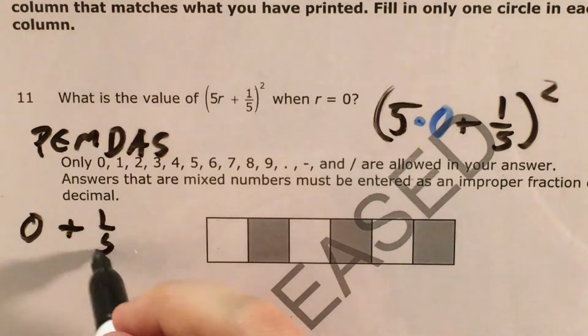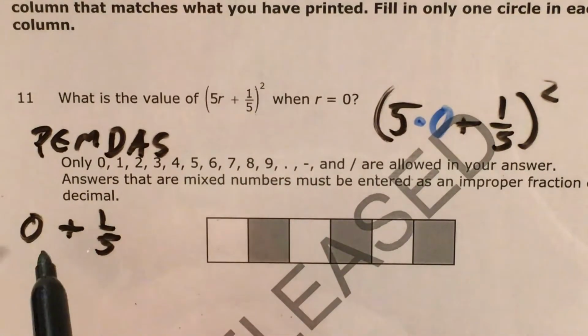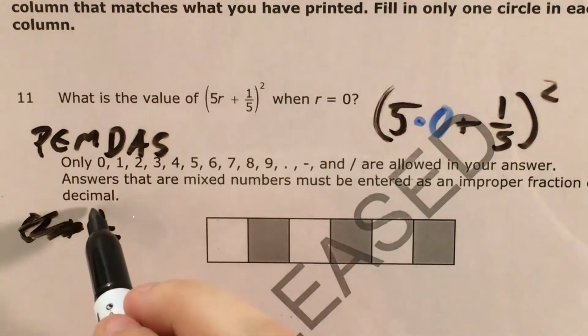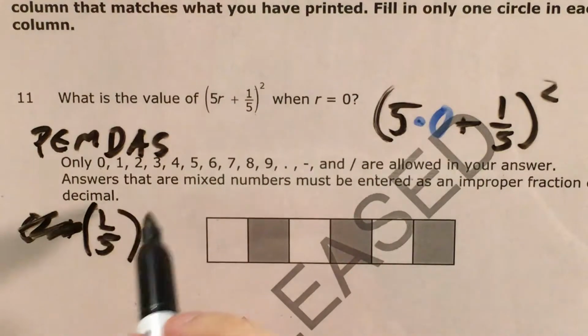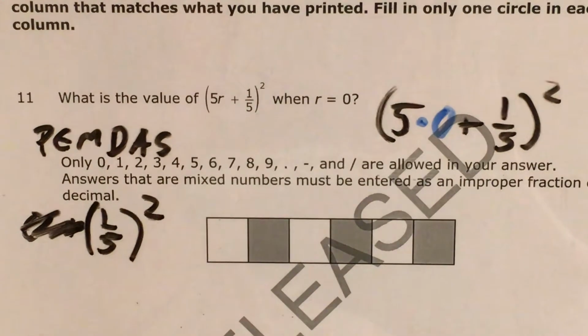And now, when I add 0 to 1/5, that just gives me 1/5. So I'm done evaluating my parentheses, and now I just need to figure out what 1/5 equals when I square it. This is where we get to the part of the problem where we need to know a little bit about exponents.